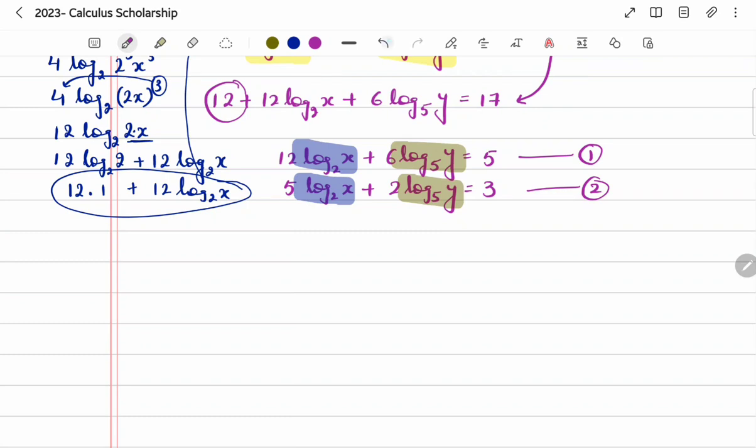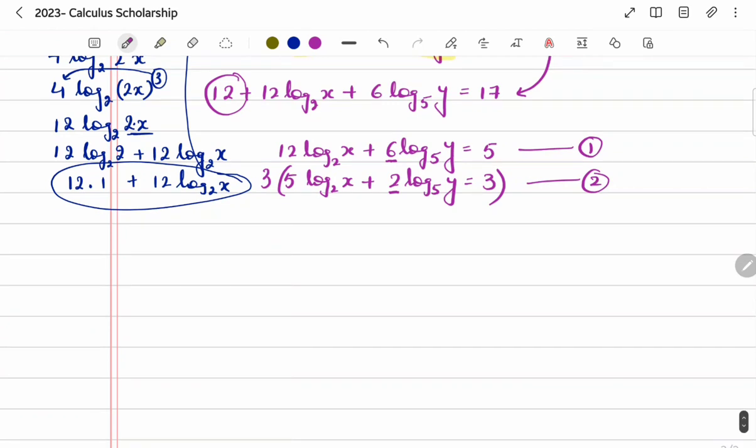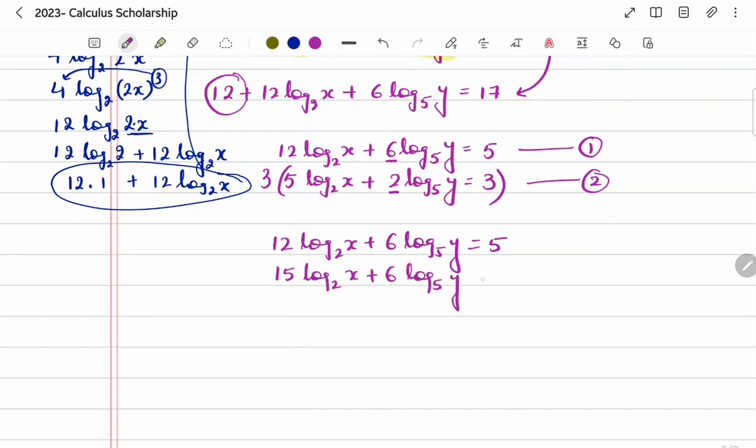So we can see that here this coefficient is 6. If we multiply the second equation by 3, we can get that coefficient 6 as well. So we'll multiply the whole equation by 3. Let's write the top equation first: 12 log 2x plus 6 log 5y is equal to 5. The next equation will become 3 times 5 is 15 log base 2 of x plus 3 times 2 is 6 log y is equal to 3 times 3 is 9.